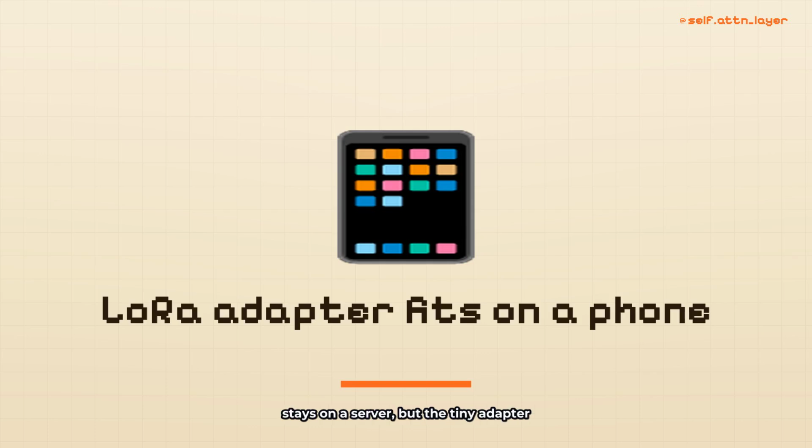The big model stays on a server, but the tiny adapter lives on your device. When you chat, the server sends the big model's answer, and your phone's adapter tweaks it just a little to match your style. That's fast, private, and runs on a device smaller than a deck of cards.